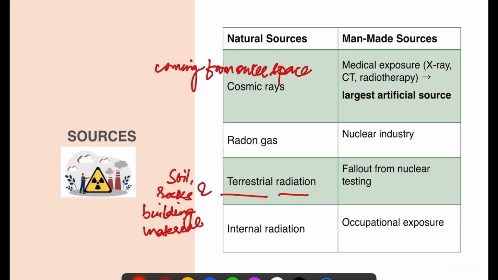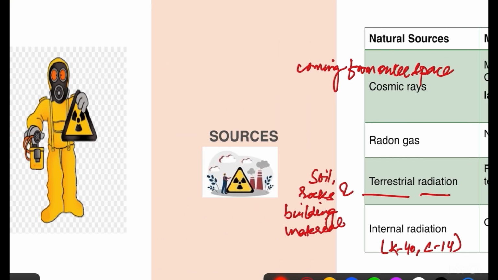A small amount of radioactive element is also present in the human body through food and water. The examples include K40 and C14. Coming to the man-made sources, medical exposure through X-ray, CT and radiotherapy is the largest artificial source. Other sources can be the nuclear industry, fallout from nuclear testing, and occupational exposure.